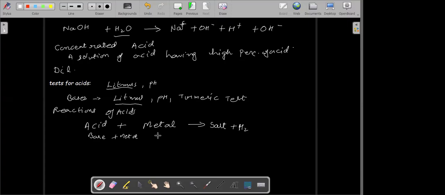Yes, sir. It also gives the same reaction. Okay, it also gives the same reaction. A base reacts with a metal to form salt plus hydrogen. Can you give any two examples, or any one example?